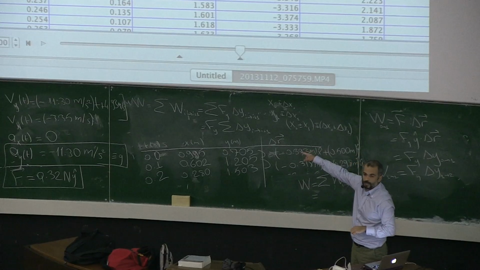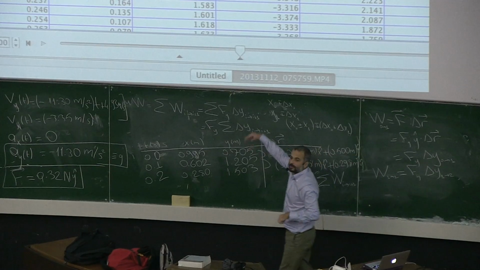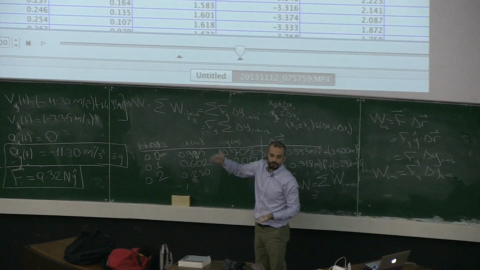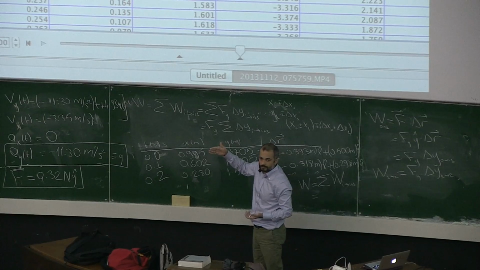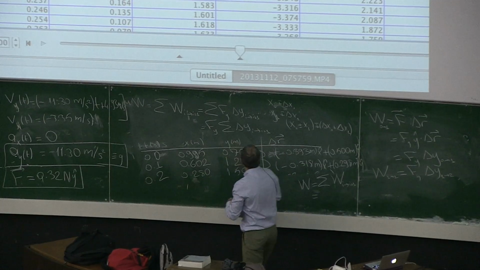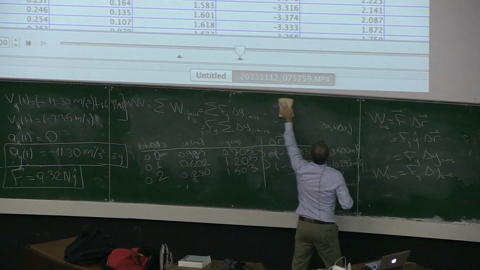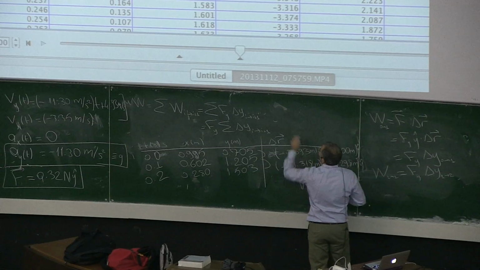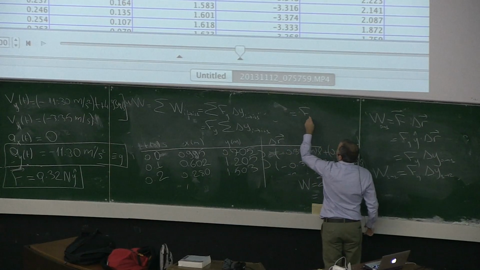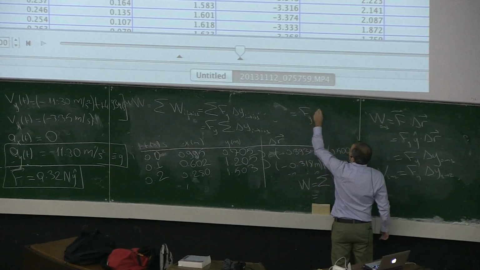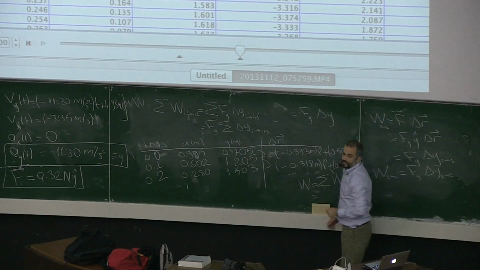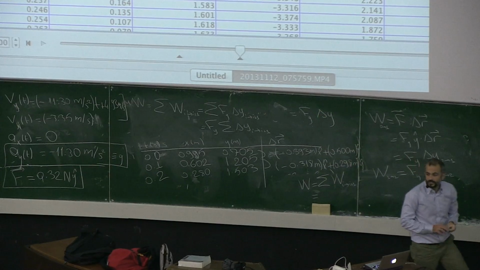But this change in the y component in each step, if I sum all of them up, I will get the total change in the y direction, the total displacement in the y direction. So the total work done on my object will be Fy times delta y. How much the y coordinate of my object changes.